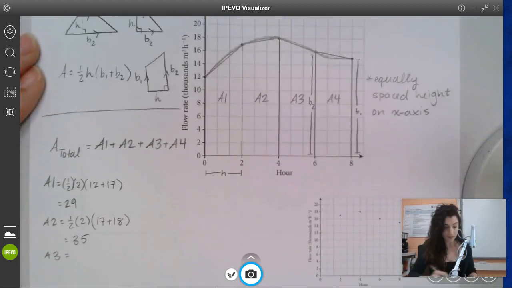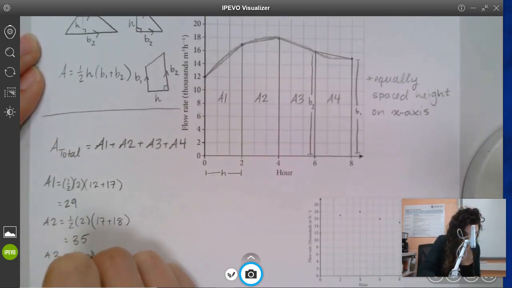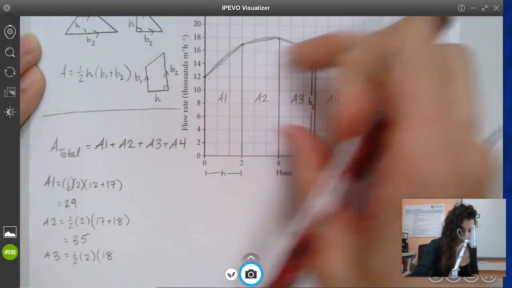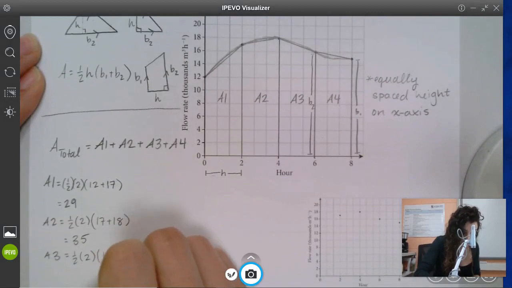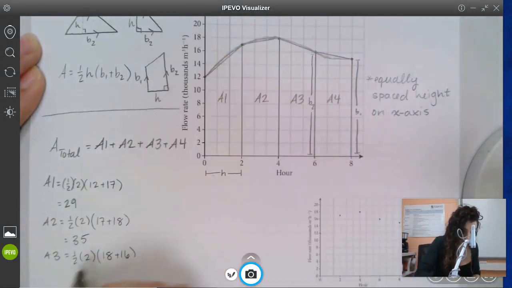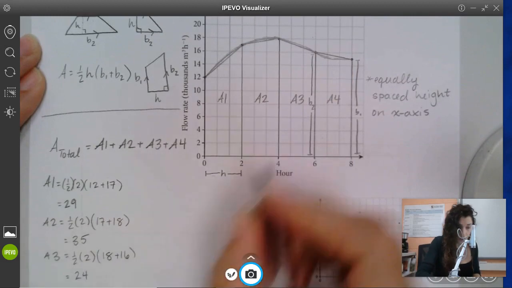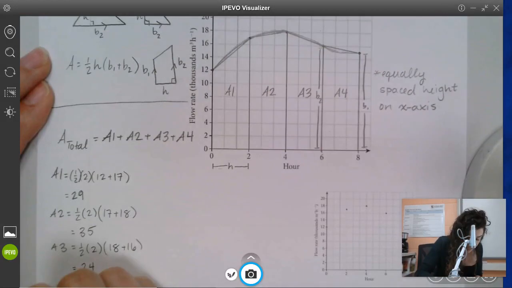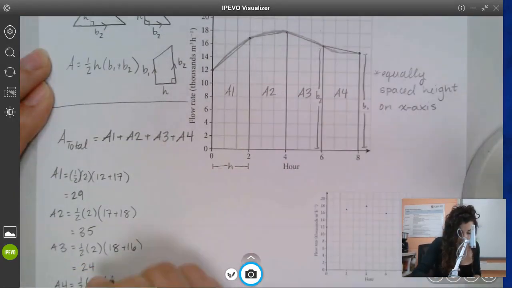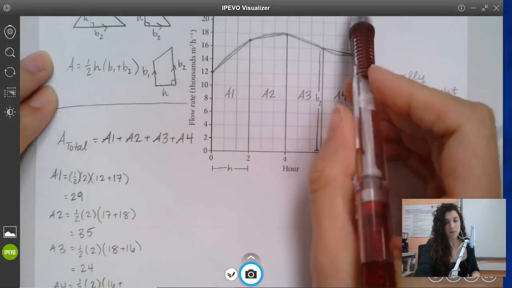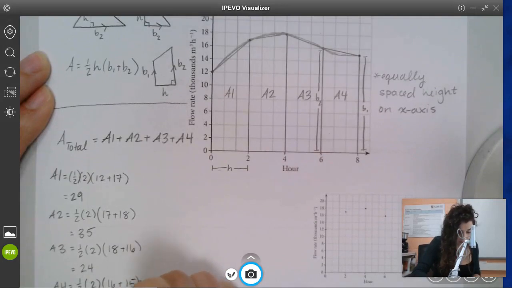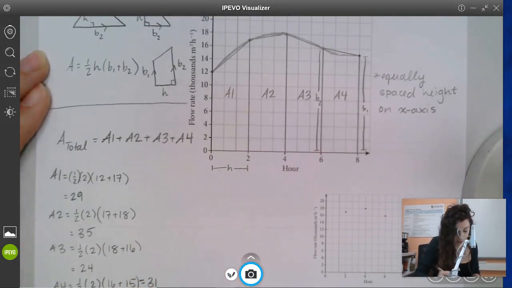Move on to the next one. It's still going to be 1/2 times 2 because that's the same height. And then we know that our last y value is 18, and so now we're just adding in 16, our new height over here, 16, which you can also grab from your table above. And then A4 is going to be 1/2 times 2 again. And then we've got 16 plus, we can grab it from our table up above, or we can see right here that it looks to be about 15. Adding those up, we get 31.